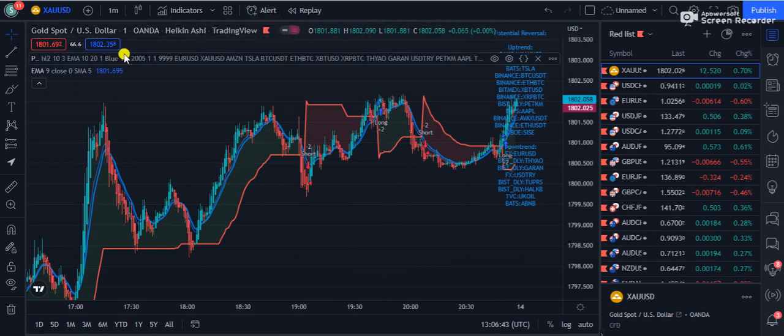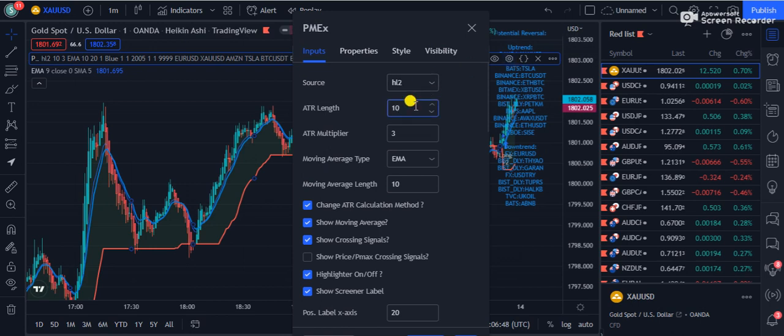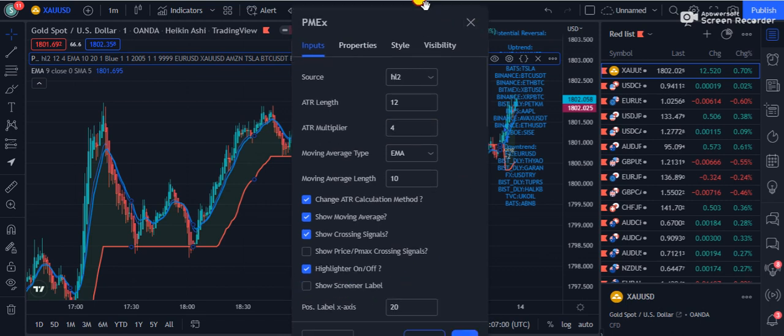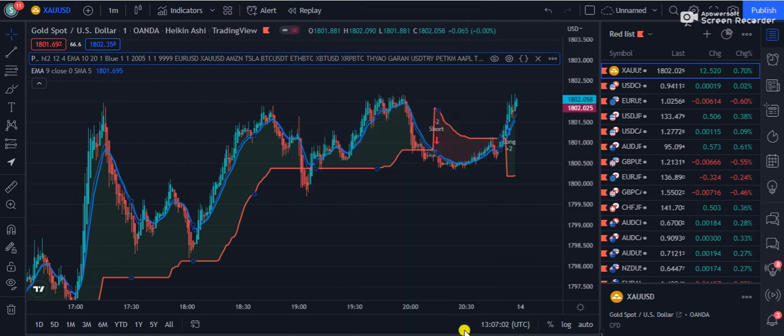Okay, now we have to make some settings in the first indicator that we attached. Here we are going to change the ATR length from 10 to 12 and the ATR multiplier to 4. Then you can see that we have a show screen label here, so we will uncheck this one so that it looks pretty good on our screen. Okay, now you can see our screen is much clearer.